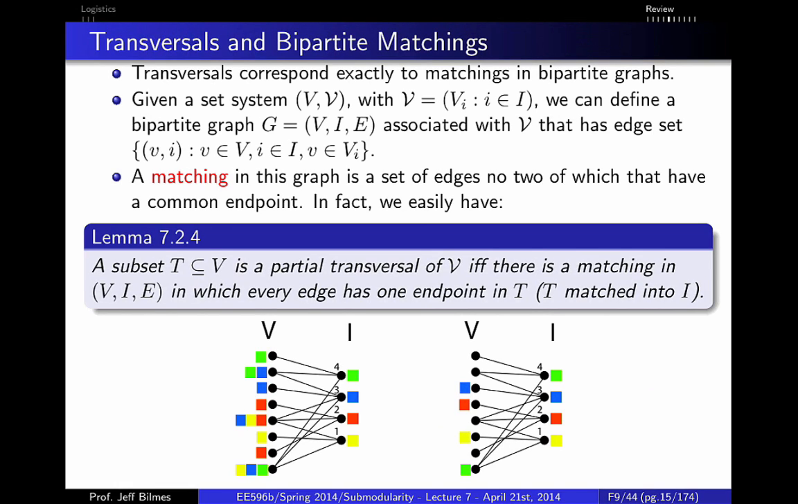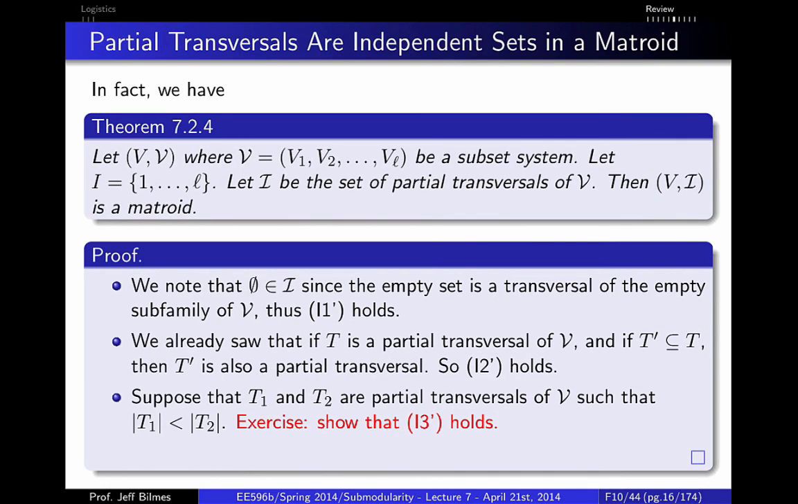So, we also talked about transversals and bipartite matchings, which basically says that the set of transversals corresponds to the set of matchings, and that basically means that the set of matchings in a bipartite graph corresponds to a matroid. Okay, because we saw that transversals were matroids. That's this theorem here, this whole theorem.